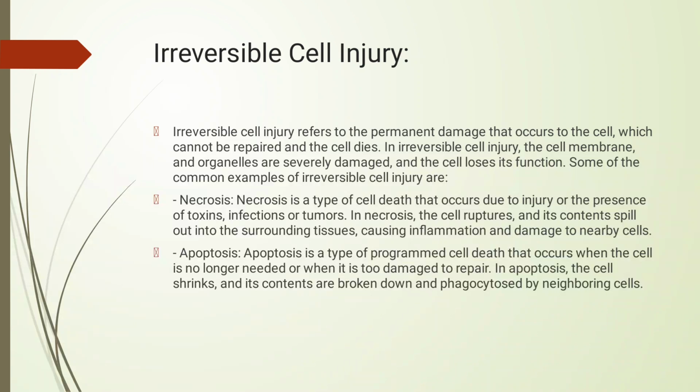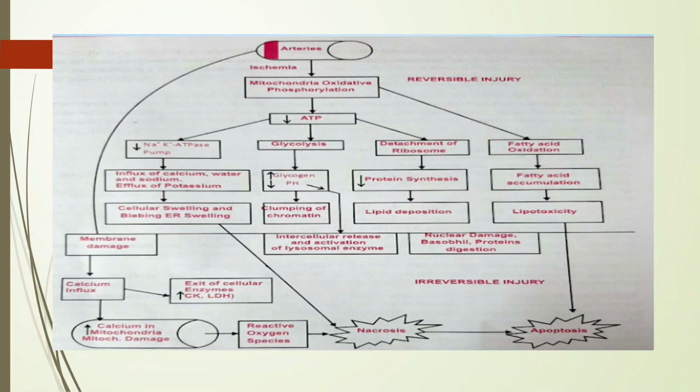The next type of cell death is apoptosis. Apoptosis is a programmed cell death. This occurs when the cell is no longer needed, or when it is too damaged to repair. In apoptosis, the cell will shrink, its contents are broken down, and they are phagocytosed by neighboring cells.